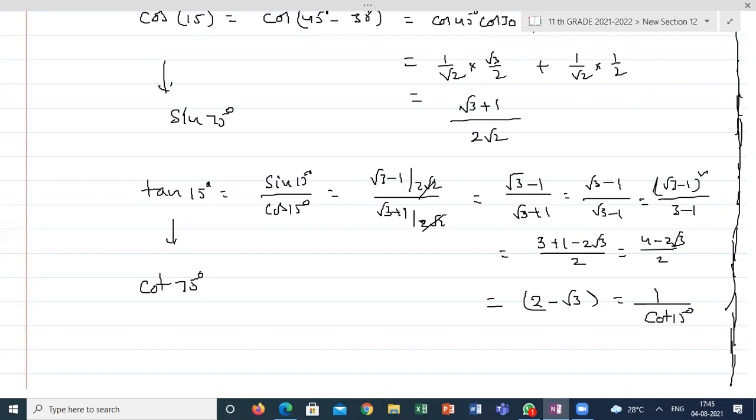Yes, sir. So with the help of this, how can I calculate tan 22 and a half and sin 22 and a half? How to calculate sin 22 and a half with the help of these things? Any idea?